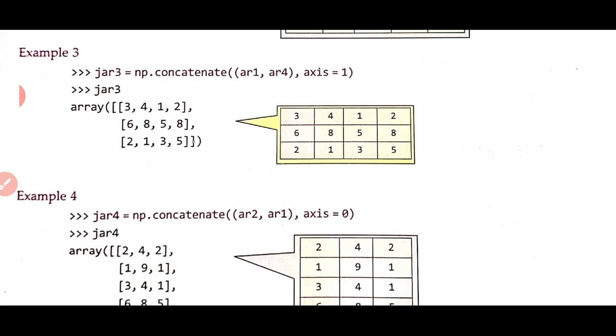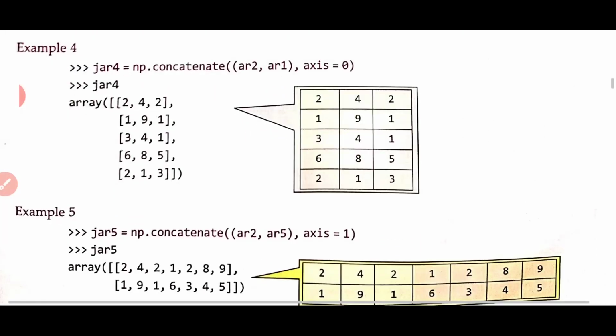Then 685 the element of AR1, and after that 8 the element of AR4. 213 is the element of AR1, and after that 5 is the element of AR4. Clear? Now see example number 4.